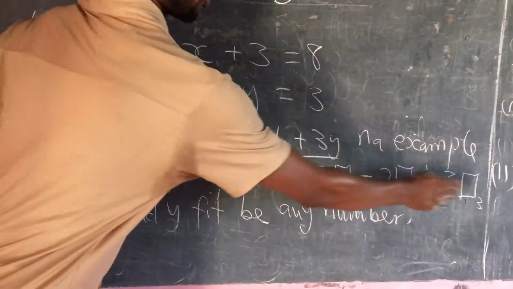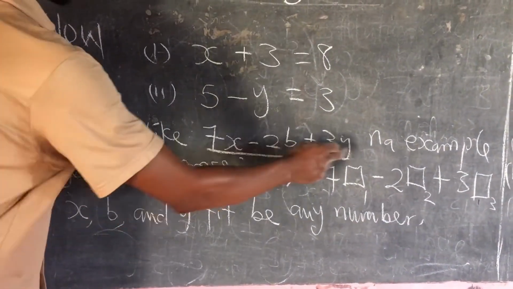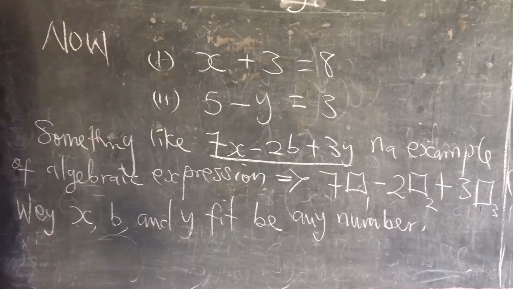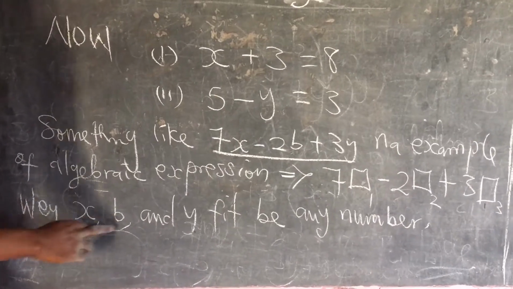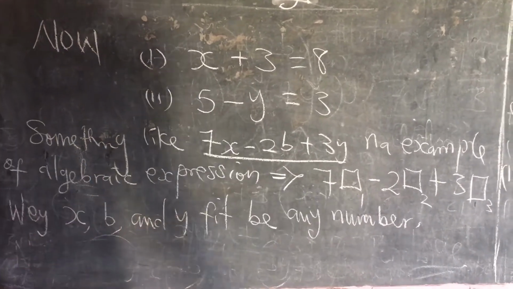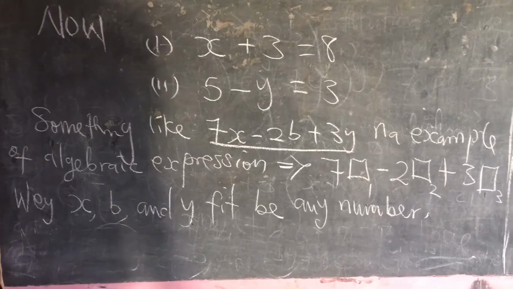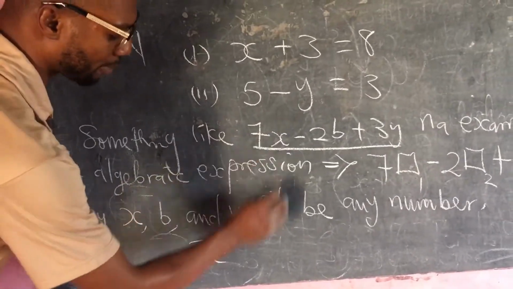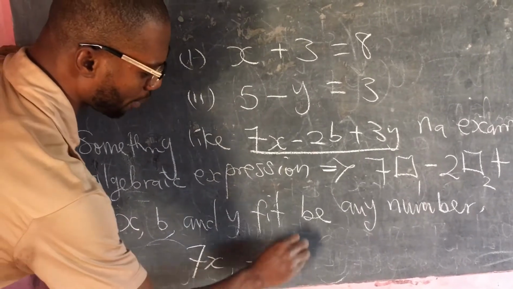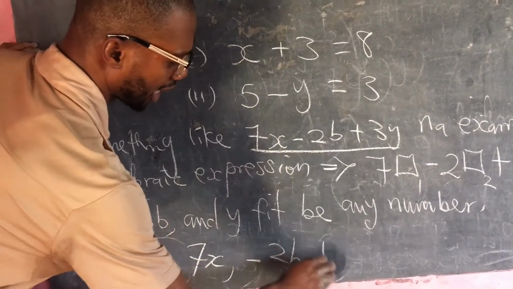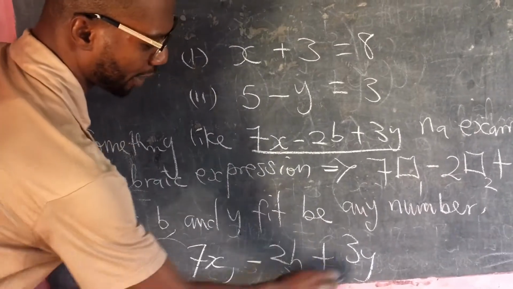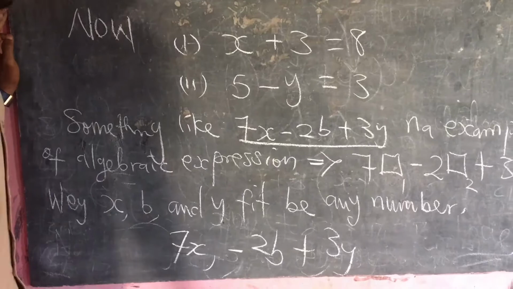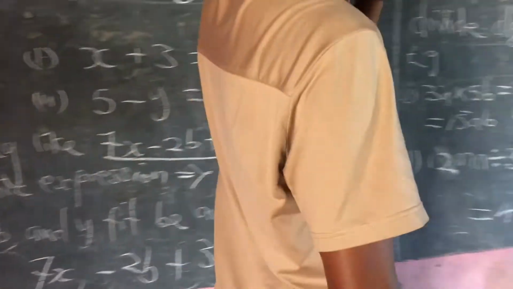Now if we assume that each of these letters is a box, it means any of these letters can be any number. x, b and y can be any number, right? So again 7x for this expression, minus 2b for this expression and 3y for this expression, we call them the terms of the algebraic expression.